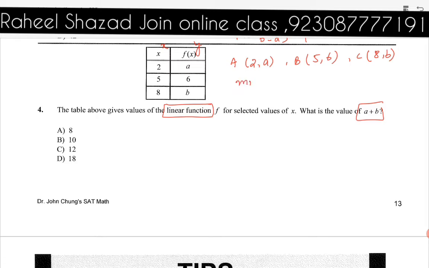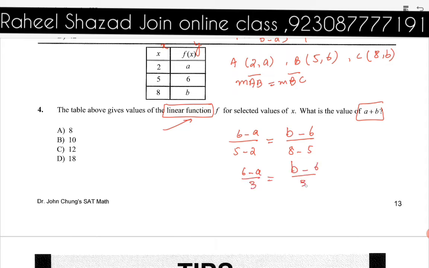We know that the gradient of AB will be equal to the gradient of BC if they represent a linear function. So 6 minus a divided by 5 minus 2 is equal to b minus 6 divided by 8 minus 5. Here 5 minus 2 is 3, and 8 minus 5 is 3. We can easily cancel these three, cross multiplication and it will be cancelled out.